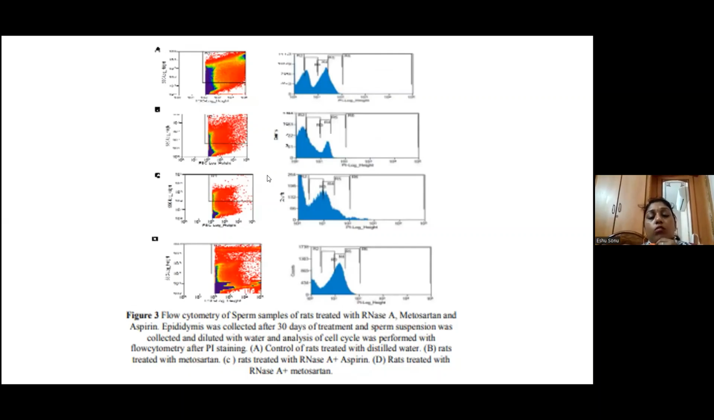section, that means through the distribution of the cells before R2. So similarly, metosartan also will show a greater amount of distribution. So C is the rats treated with aspirin, where it is a strong indicator. And if you see the D figure, which is treated with RNase and metosartan, the apoptotic cell count is reduced compared to B and C.